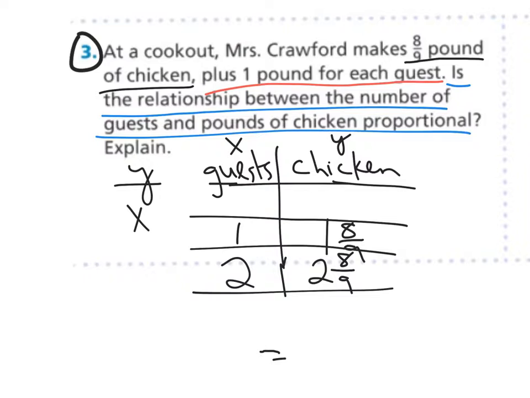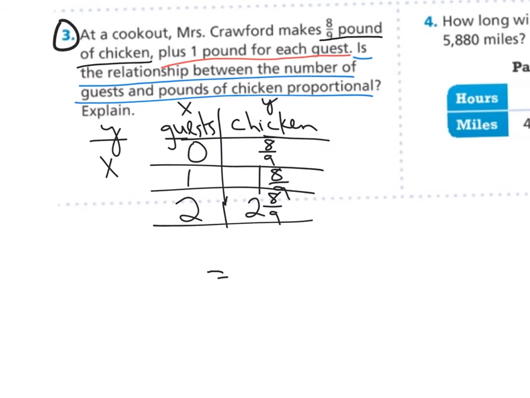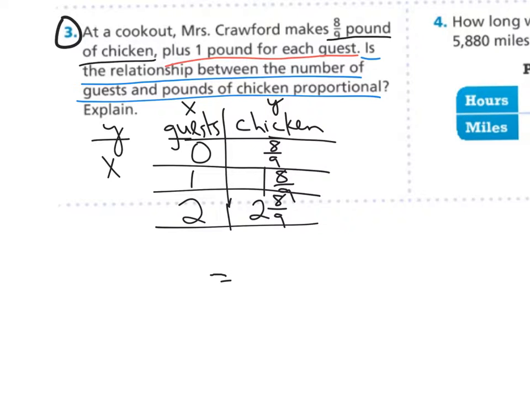One observation you could make is that if we have no guests, we would have 8/9 of a pound. If you make that observation, you might be able to think about, remember, a proportional relationship goes through the point 0, 0. And so that would be one way to come up with that. It's not going to be proportional. It's not going through 0, 0. It's going through 0, 8/9.